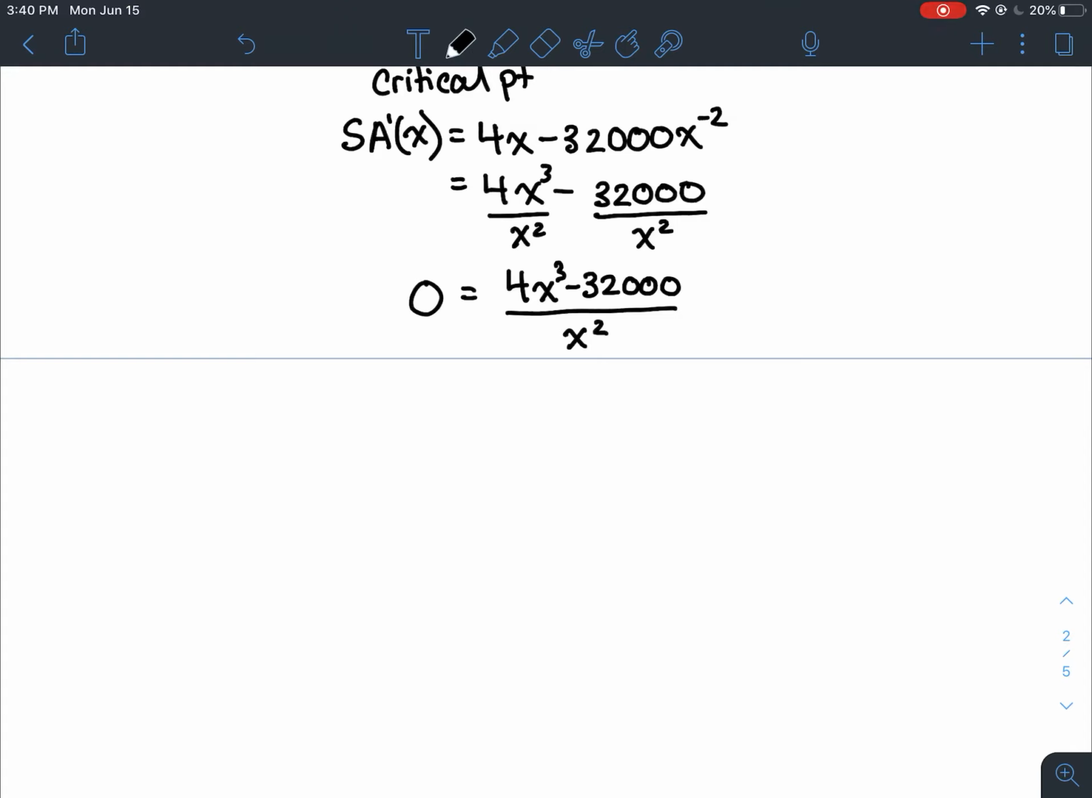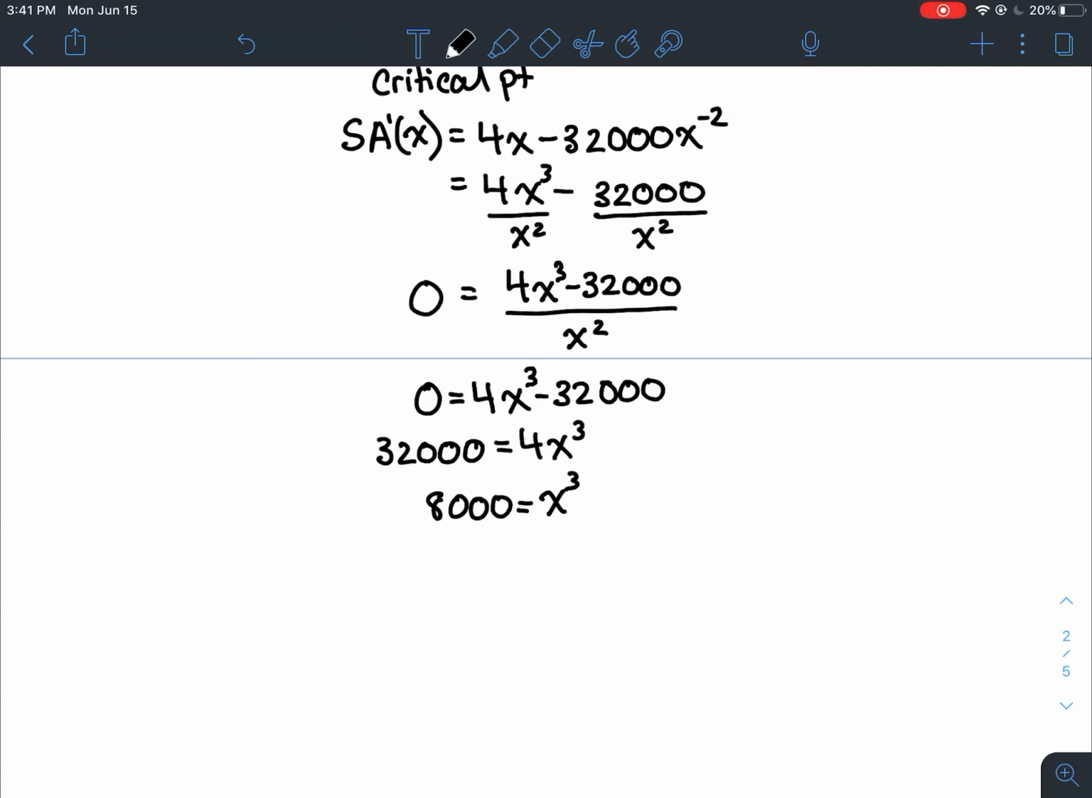So if I multiply both sides by x squared, that's gone. So now I have 4x cubed minus 32,000. I'll move the 32,000 over: 4x cubed equals 32,000. Then I'll divide both sides by 4. So I'm back to 8,000. And then I guess I'll just take the cube root to get that. So the cube root of 8,000 will equal x, and that's going to be 20.